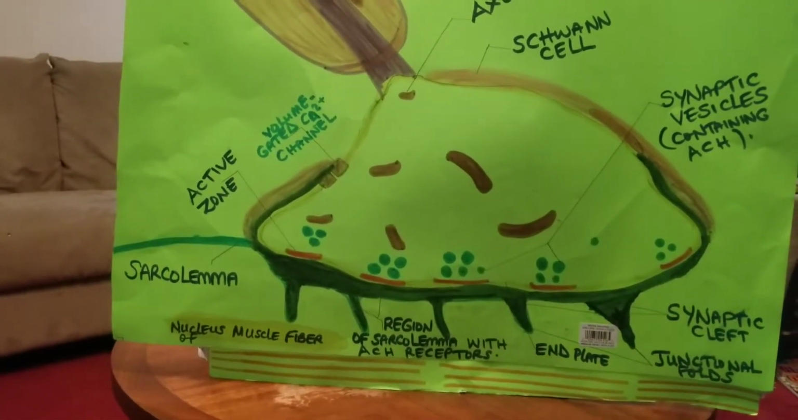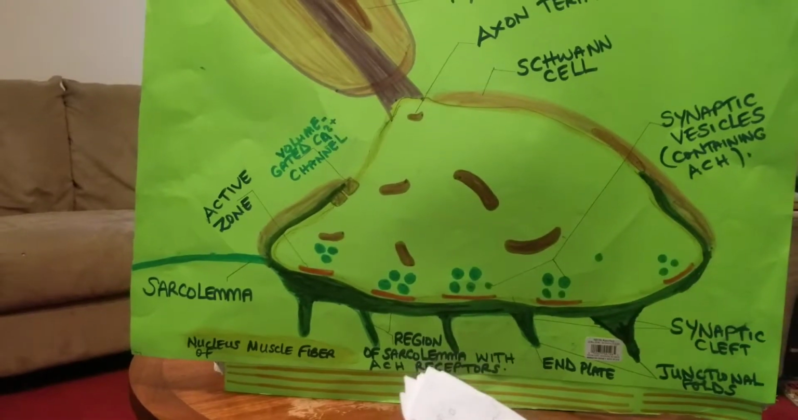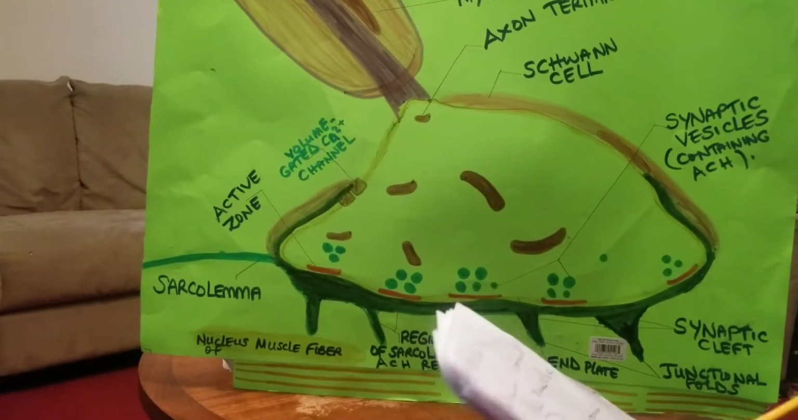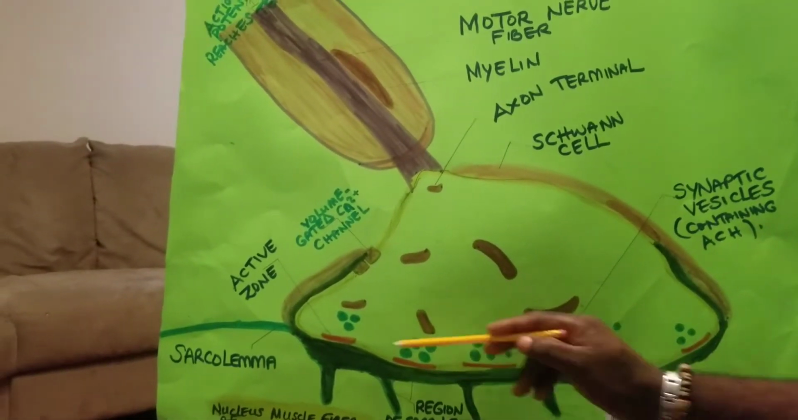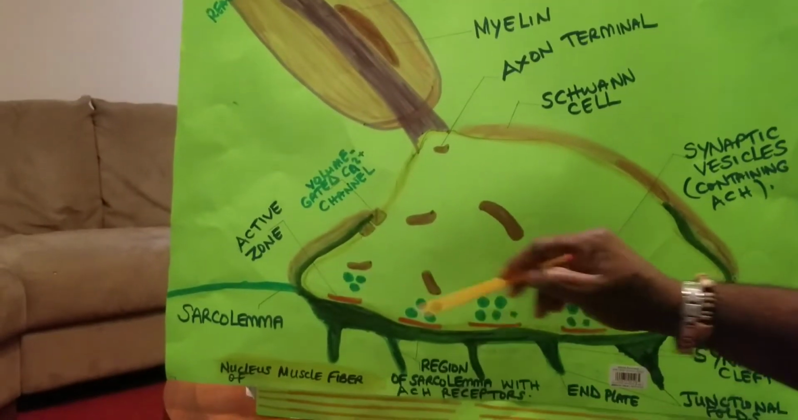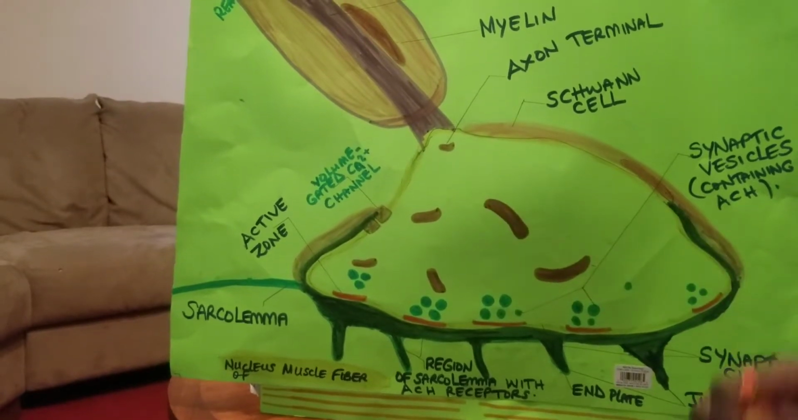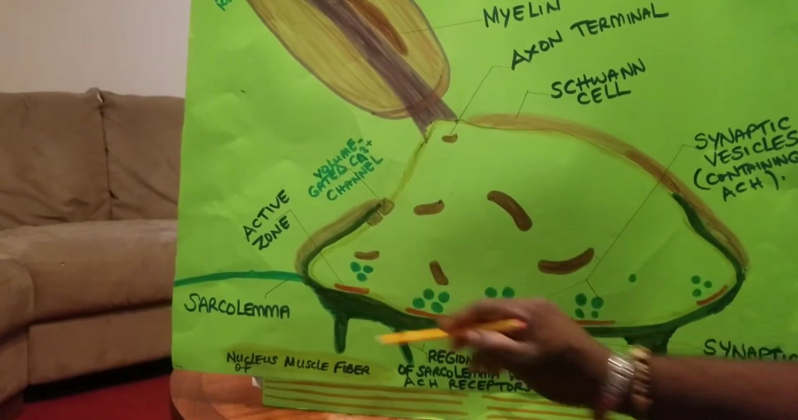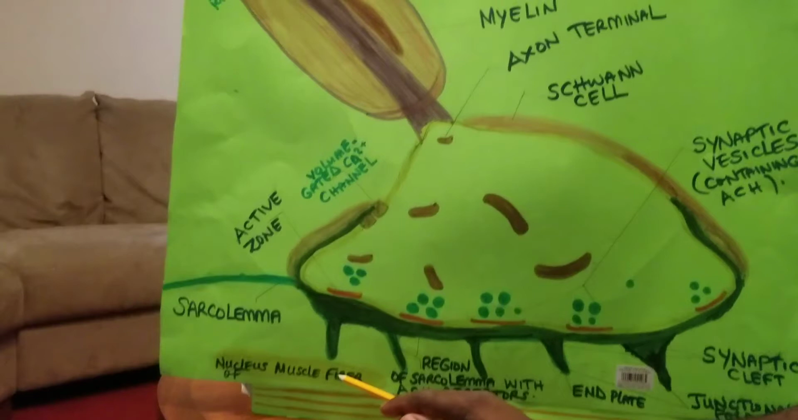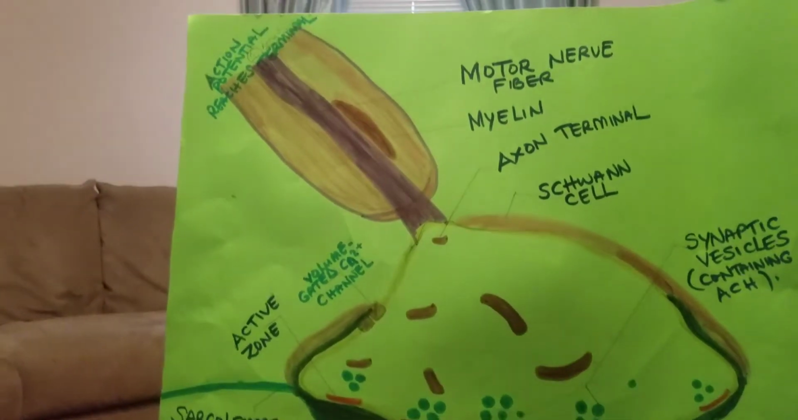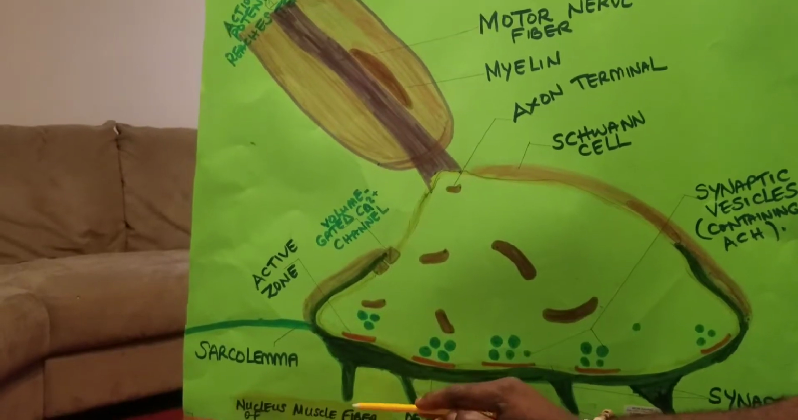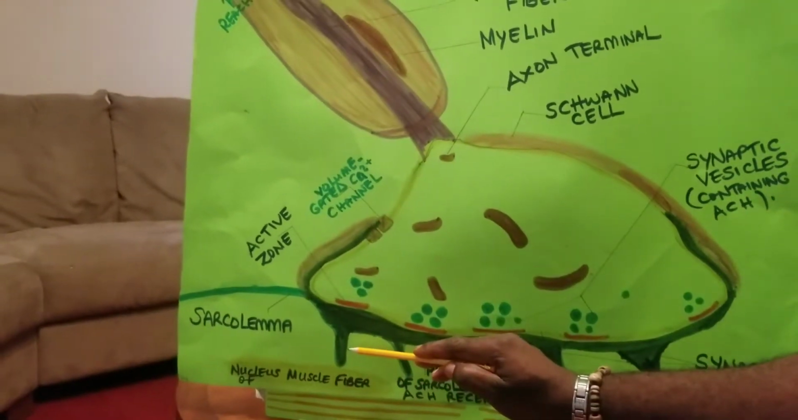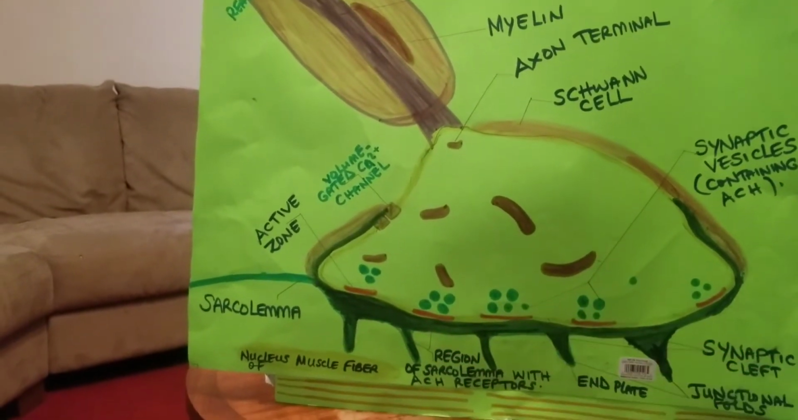The sixth step is that sodium ions enter the muscle fiber and potassium ions exit the muscle fiber. So you have sodium ions entering into the muscle fiber, and potassium ions exiting the muscle fiber. This is the muscle fiber, where you have the sodium ion going in and the potassium ion exiting.